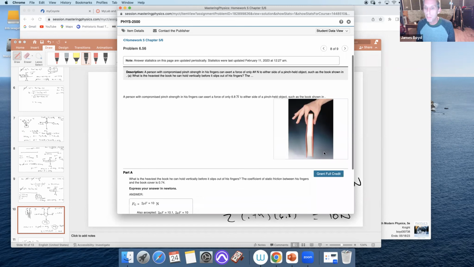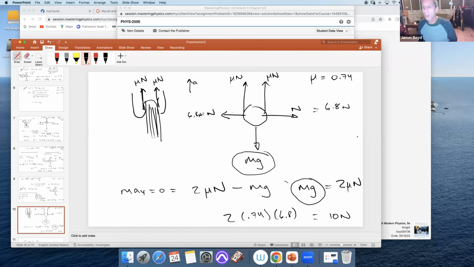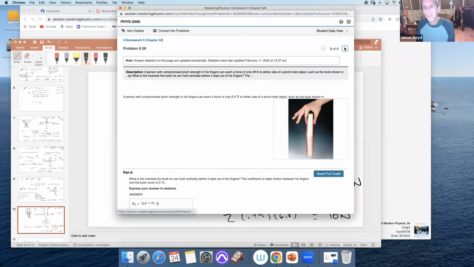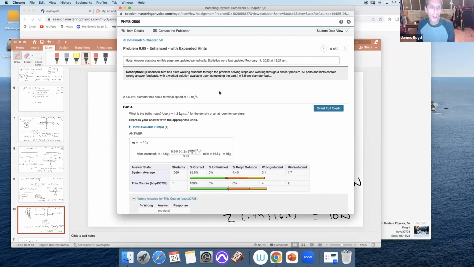It's a cool problem because it's an easy problem, but it shows that the friction force goes up because the weight's trying to make it drop. And the friction force depends on the normal force that your finger can push on it. It's kind of a cool problem. I like it. All right.